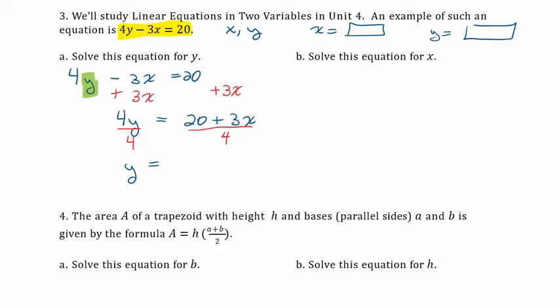But remember, we're dividing everything here by 4, so a little nicer way to write it is to divide each term by 4, to split that up. You're dividing every term by 4, so let's just do that. 20 divided by 4 is 5, and 3 divided by 4 is 0.75 or 3/4. For our work in Unit 4, it's going to be most of the time more beneficial to just leave this as a fraction and not a decimal. But a decimal would work as well.